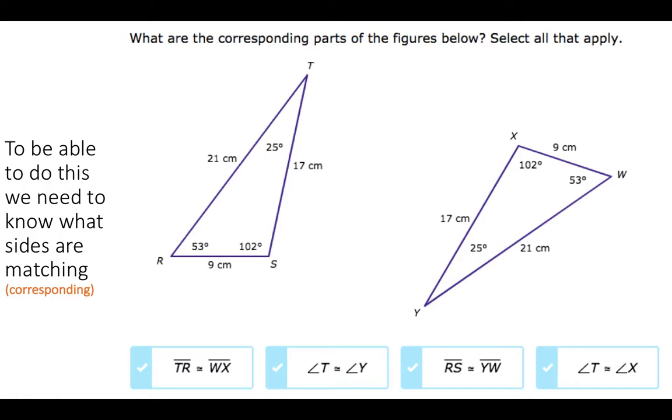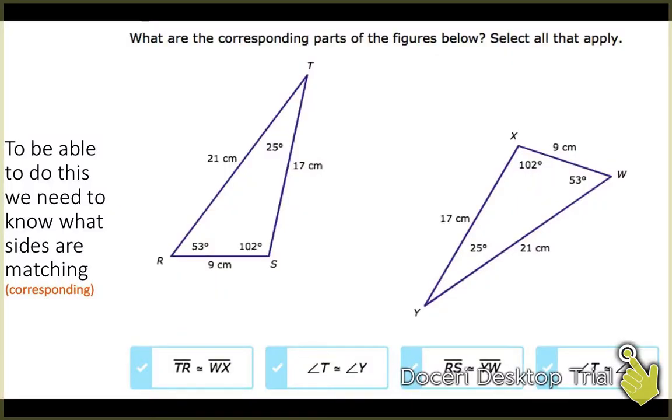Alright, so to be able to use similar figures, you have to know which sides are matching, and the word that we use is corresponding. So if I look at these triangles, I have to figure out which ones are the corresponding sides. In this case, it's helpful because I'm given the angle measurements. This one's 25 degrees, and this one's 25 degrees. This one's 53 degrees, and this one's 53 degrees. So I know that RT is going to be congruent with YW.